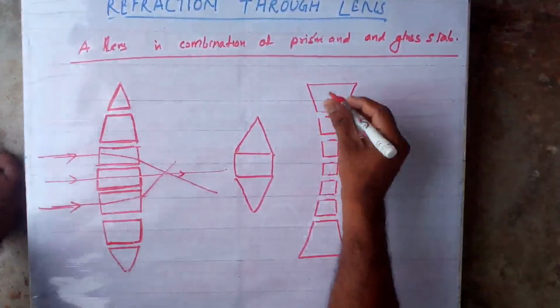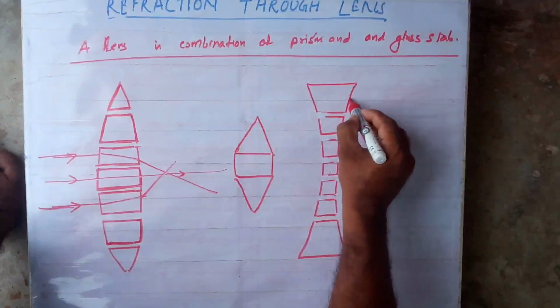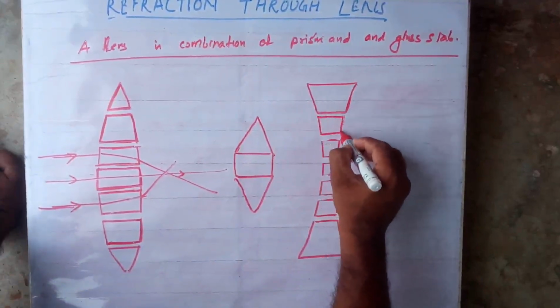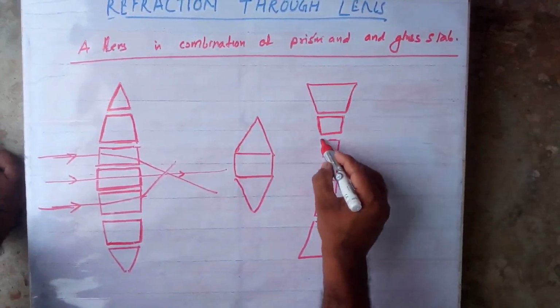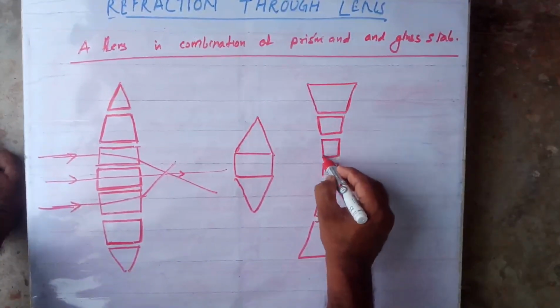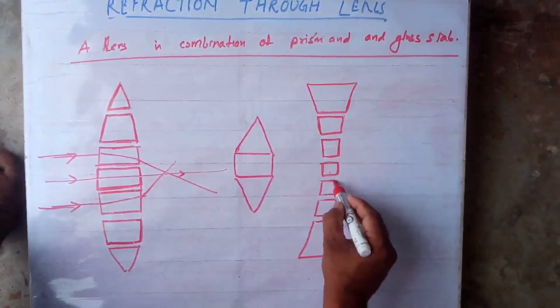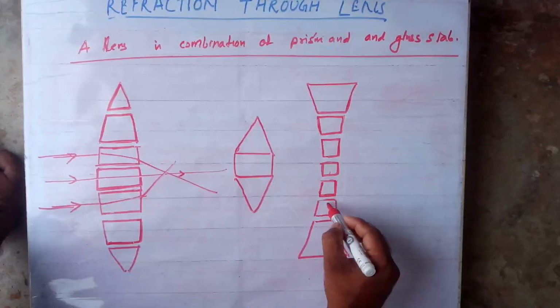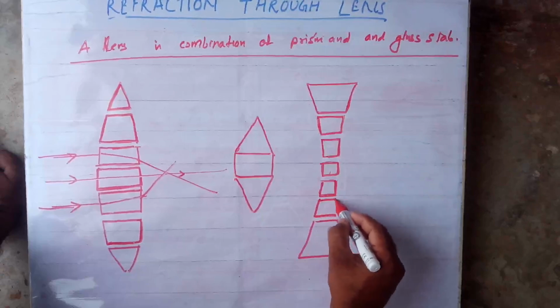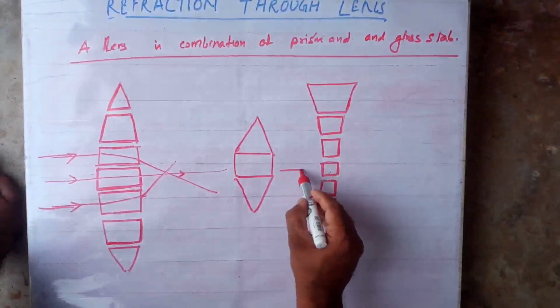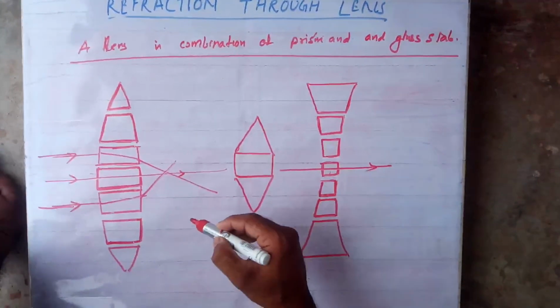See the diagram. This is the prism, base is outward. This is also a prism, base outward. This is also a prism. Gradually, this is the glass slab in the middle. Here, the bases are outward, down also. Clear? Now a ray incident normally on this surface goes without any deviation.